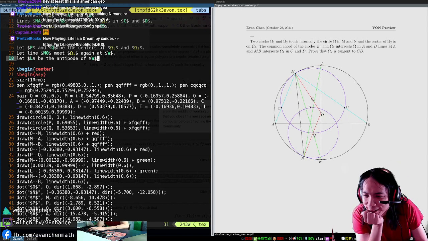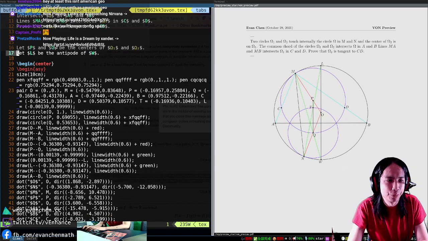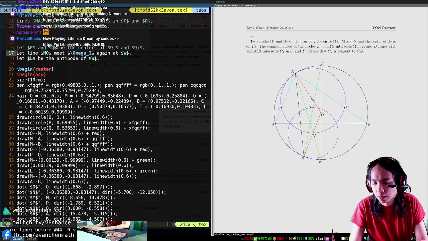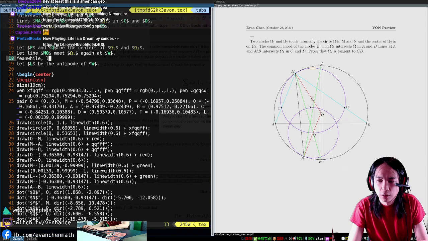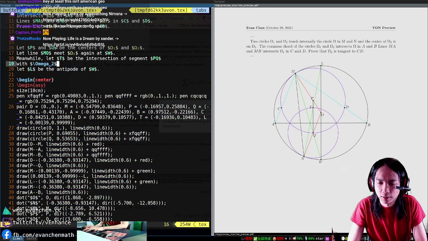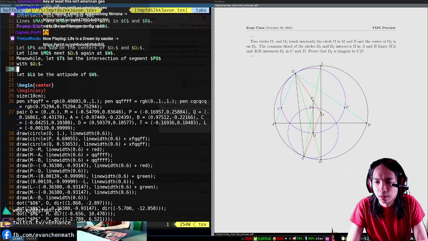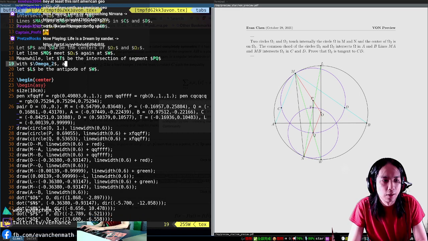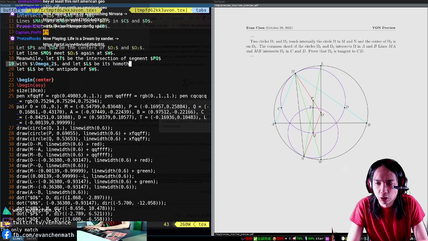Wait, now I'm confused how to find anything. I think this is backwards. Meanwhile, let T be the intersection of segment PQ with omega 2. And let L be its homothetic image.